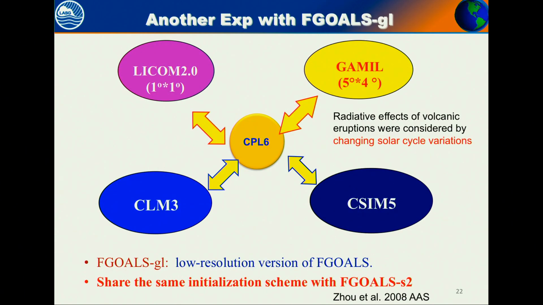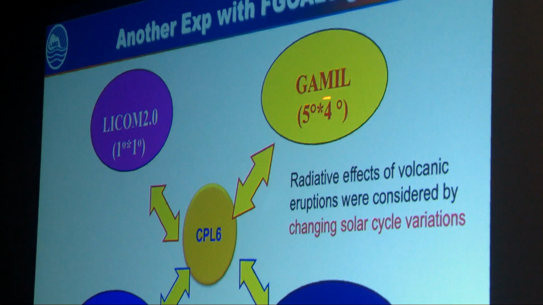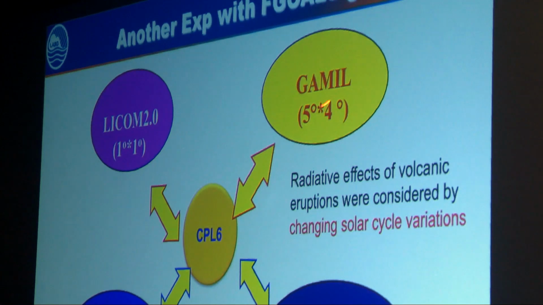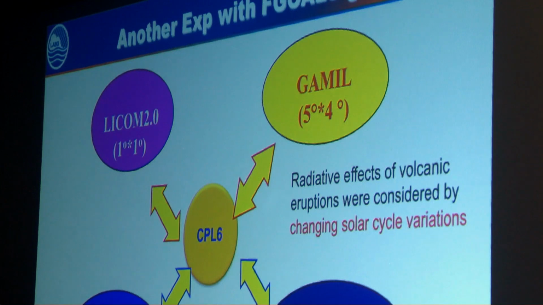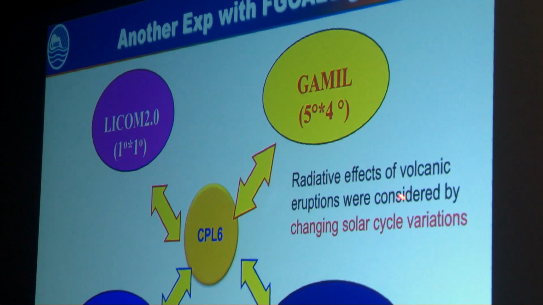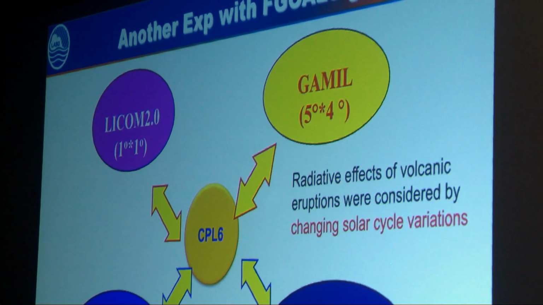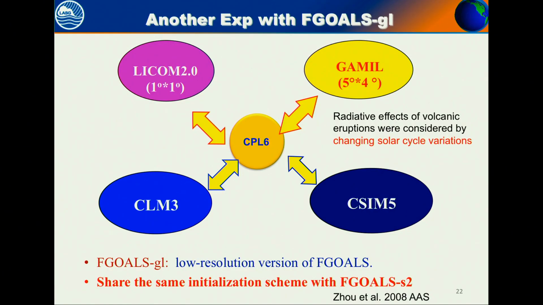Here, we use another model. Please note we changed the AGCM from SAMIL to another model, which is a grid point atmospheric model, but it has a low resolution. One difference in this model is that we treat the radiative effect of volcanic aerosols by changing the solar variability. That means we do not specify the changes of the aerosol optical depth in the stratosphere. But the initialization scheme is exactly the same as FGOALS-s2.